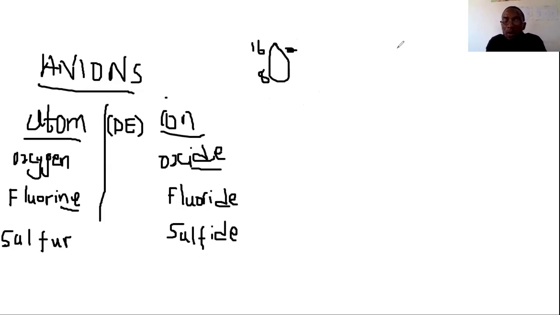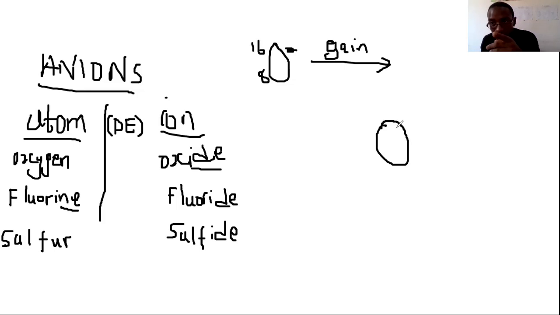Now, when we talk about oxide, what happens when this guy called oxygen gains electrons? What is the symbol for oxygen? Oxygen is O. What is the valency number? You check the group where oxygen comes from. Oxygen comes from group 6. Group 6, what is the valency number? 2, correct. So you put a 2 there.